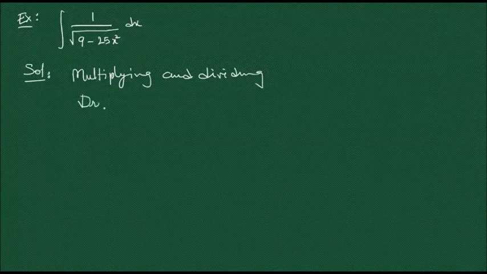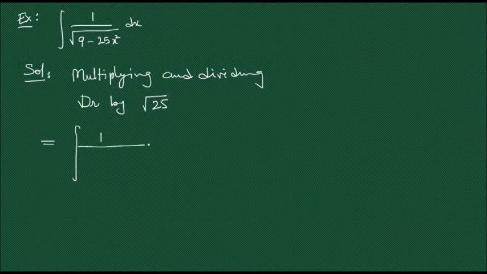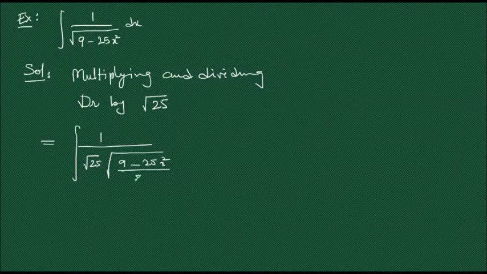Denominator by root 25. So how will it be? Integration of 1 by root 25 I am multiplying, and inside I am dividing 9 minus 25 x square by 25 dx.